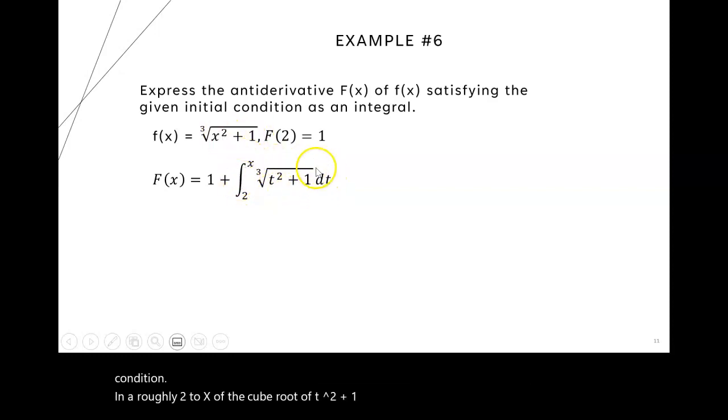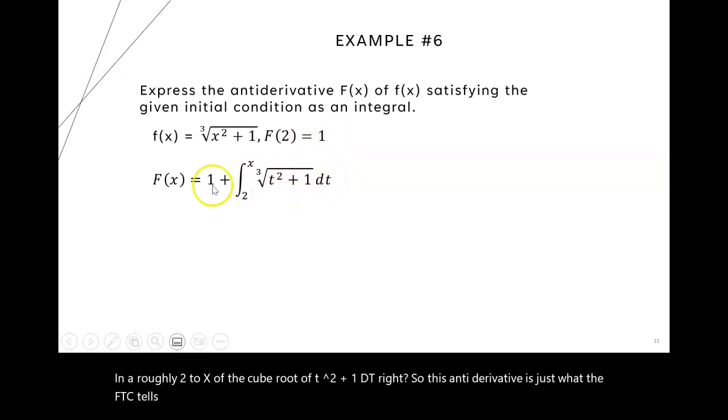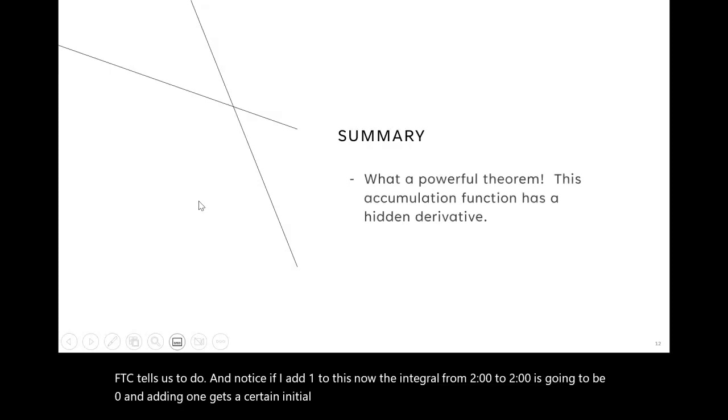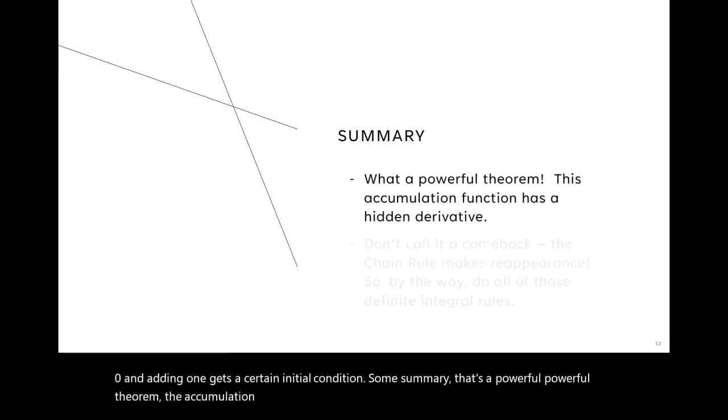So this antiderivative is just what the FTC tells us to do. And notice if I add 1 to this, now the integral from 2 to 2 is going to be 0, and adding 1 gets us our initial condition. In summary, that's a powerful theorem. The accumulation function is a hidden derivative.